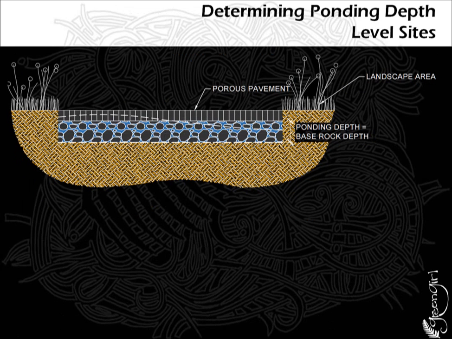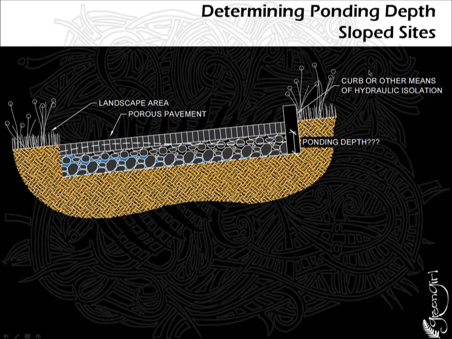Determining the ponding depth. So here's a little description of the outflow elevation. Ponding depth here is equal to the base rock depth when the pavement is flat, you can see. But when we're on slope sites, we really don't have a ponding depth. The ponding depth isn't this anymore, it's this here, right? And I really don't know what you would put in there in a model. This situation doesn't apply to my model that I'm giving you. So if you have this situation, don't use this model.